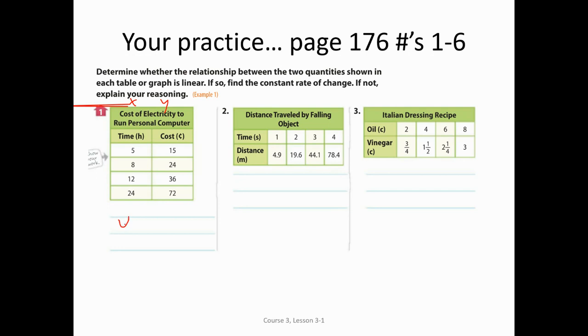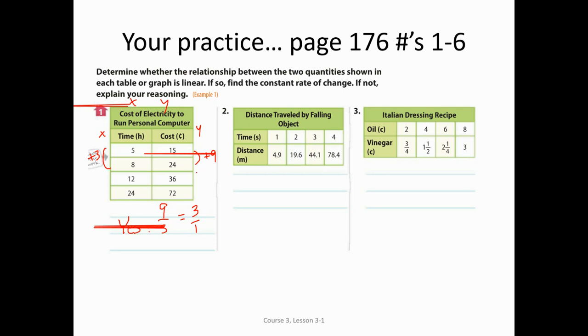You should have said yes. Yes, this is linear. And here's why. When I find the rate of change here, the cost is going to be my y. The time will be my x. 15 going up to 24, that's adding 9. And 5 going up to 8 is adding 3. So 9 over 3, both are positive, and that reduces to 3 over 1.